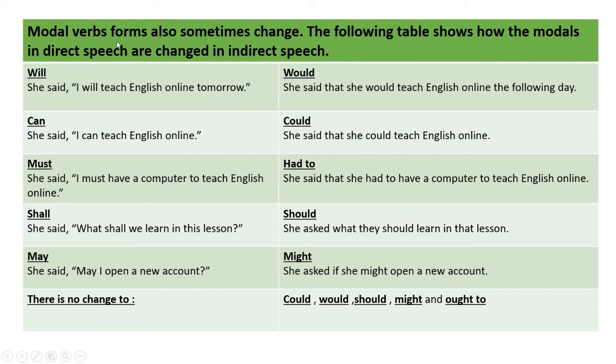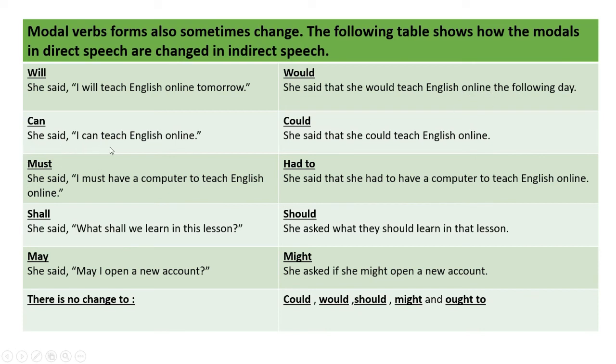Modal verb forms also sometimes change. The following table shows how the modals in direct speech are changed in indirect speech: will, would; can, could; must, had to; shall, should; may, might. See, now I will read out this sentence: she said I will teach English online tomorrow. She said that she would teach English online the following day.